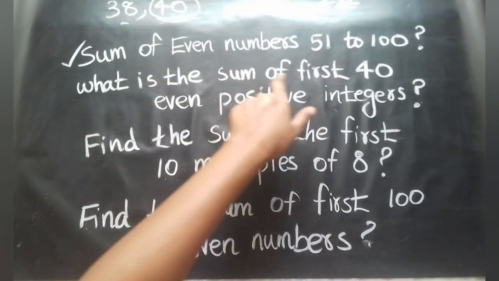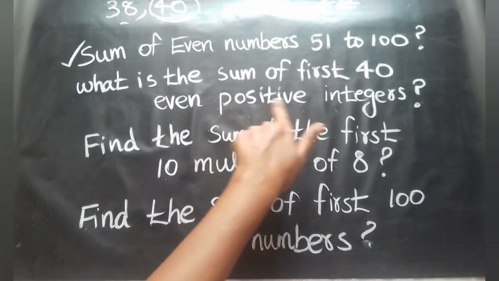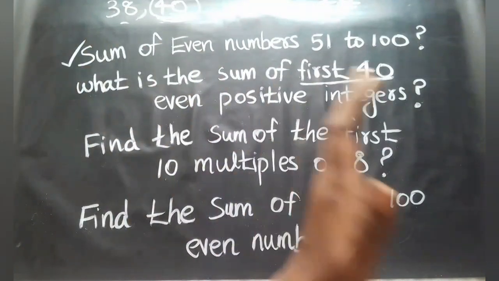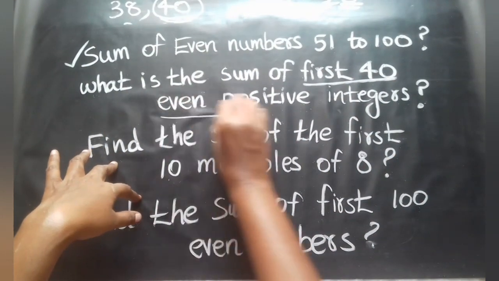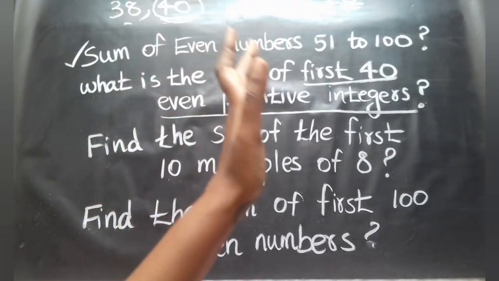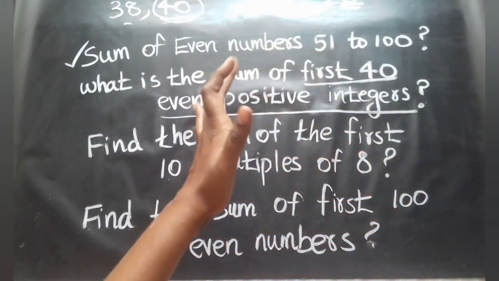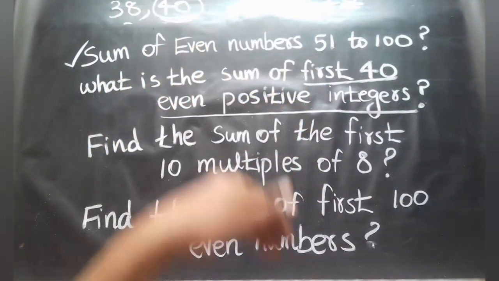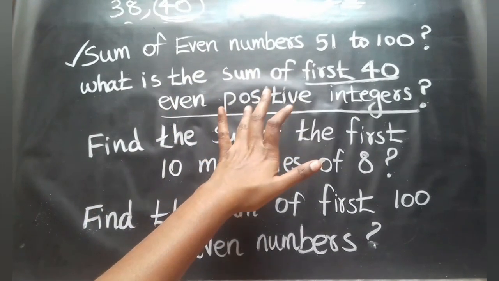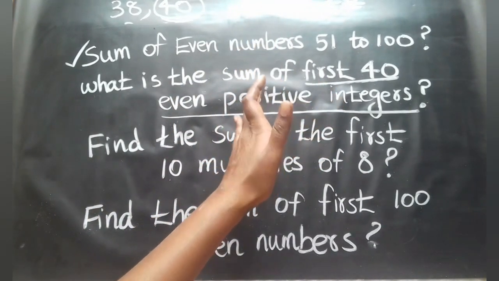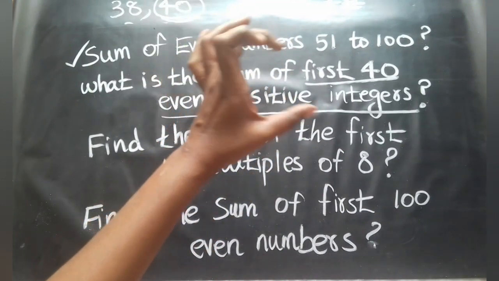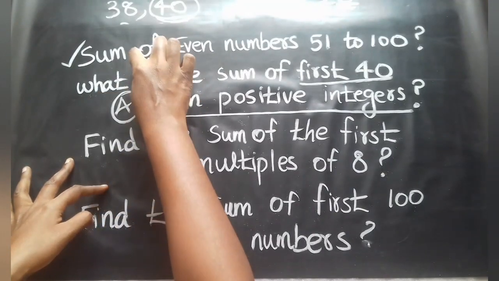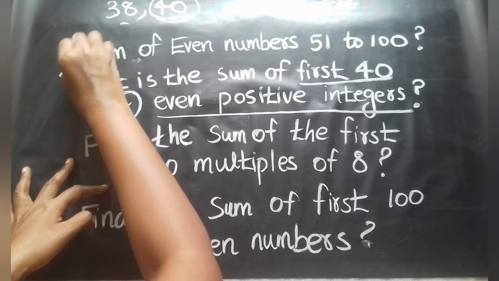Second question, what is the sum of the first 40 even positive integers? First 40 means it will start from 2, because they have mentioned even positive integers. So 2, 4, 6, 8 and so on. So we can use the formula n into n plus 1 here to complete it fast. But you can solve the same question with 4 different methods also. But the preferred one is n into n plus 1. So this question you can solve in 4 different methods, but the previous question you can solve in 3 methods.